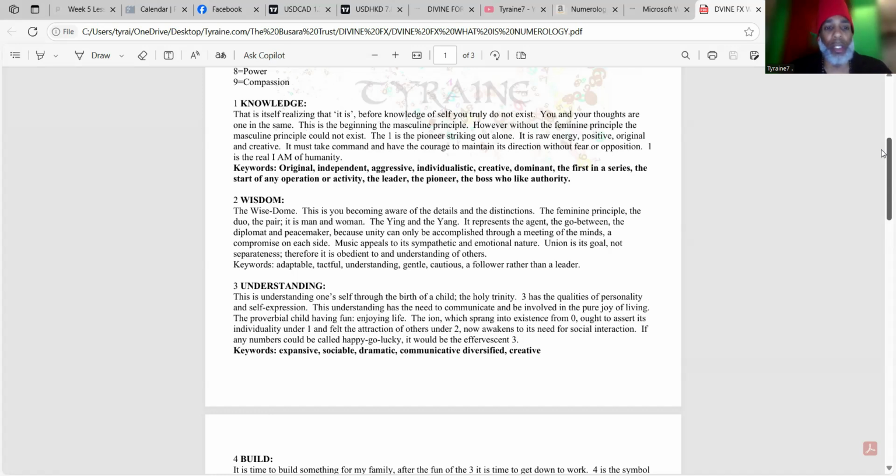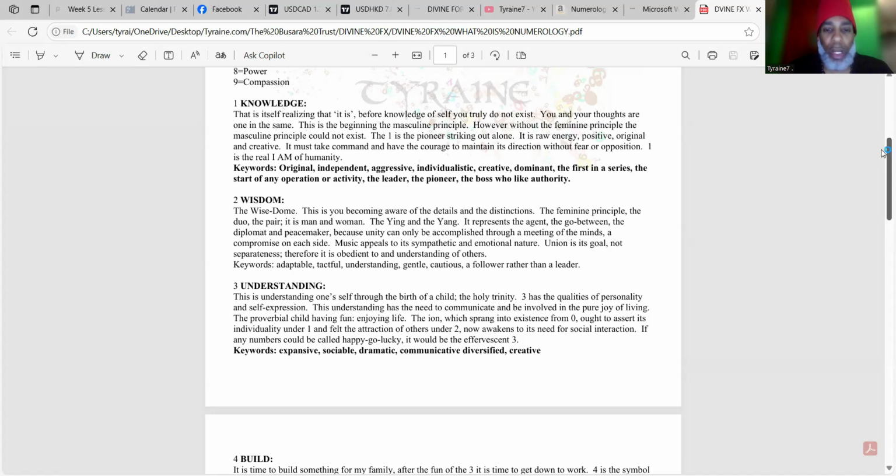Number two represents wisdom, also woman, right? This is you becoming aware of the details and the distinctions. The feminine principle, the duo, the pair. It is man and woman, the yin and the yang. It represents the agent, the go-between, the diplomat, and peacemaker.